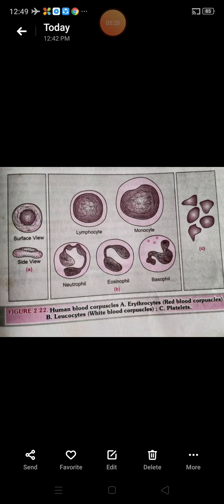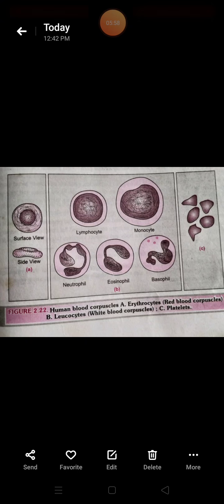Next, the fluid connective tissue is the lymph. Lymph is colorless and is also known as tissue fluid, and it contains plasma and WBC, but does not contain RBC. The lymph is filtered out of the blood capillaries but differs from the blood in lacking RBC, platelets and some blood proteins.